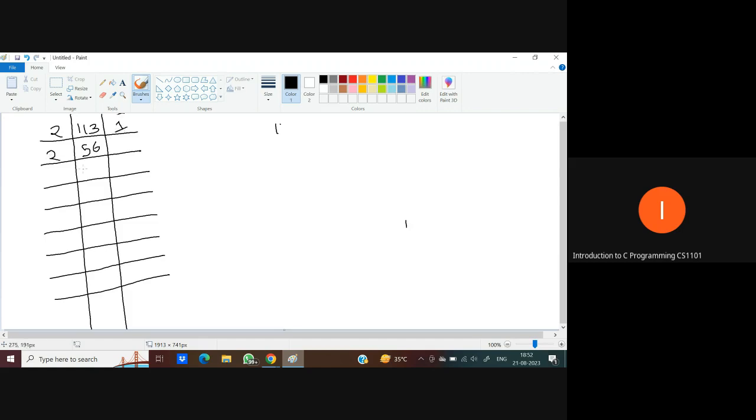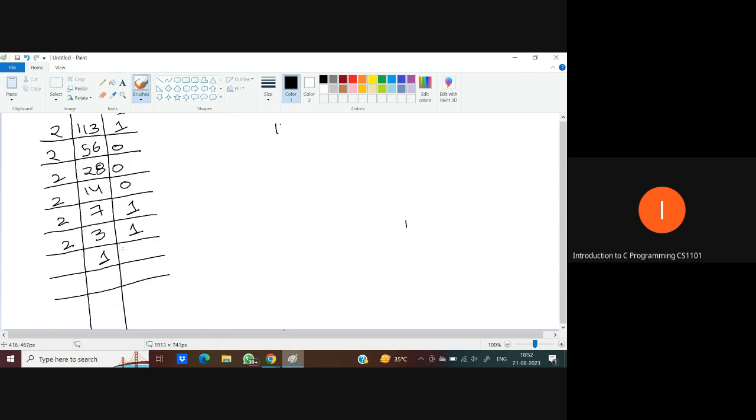So 228, it is going to leave 0 as the remainder. Then 214, 0 as the remainder. 27, 0 as the remainder. 2 times 3, 1 as the remainder. 2 times 1, 1 as the remainder.